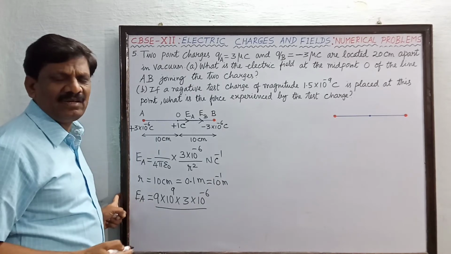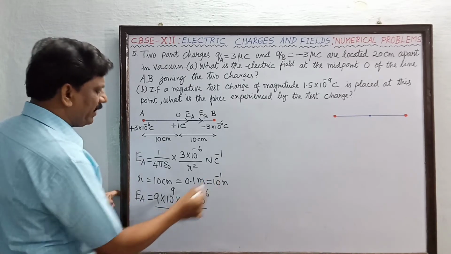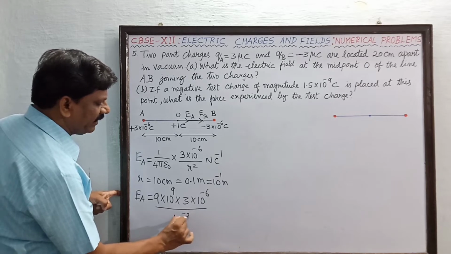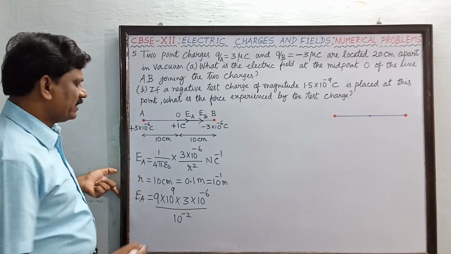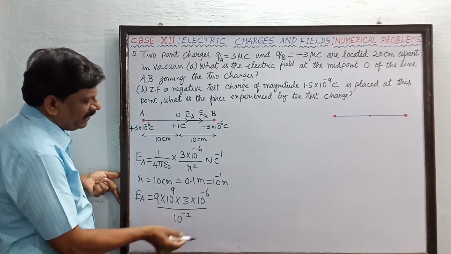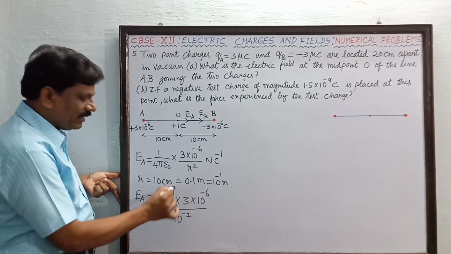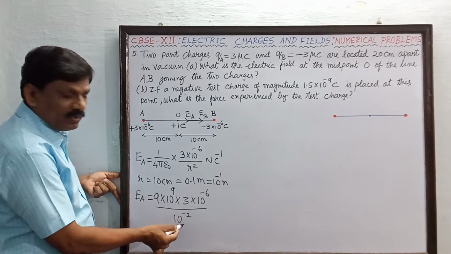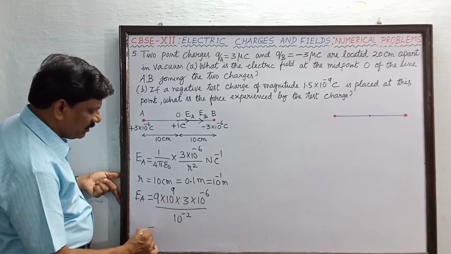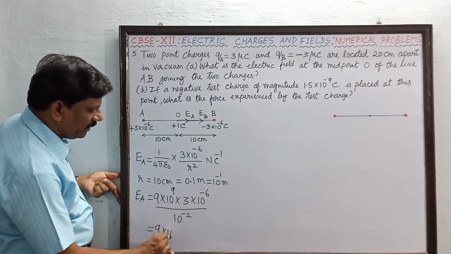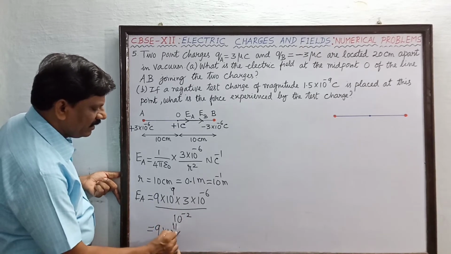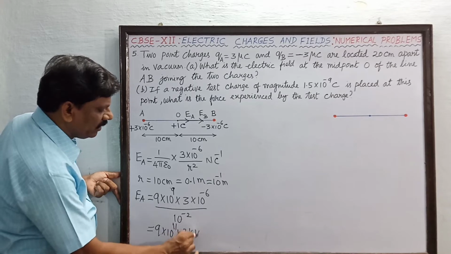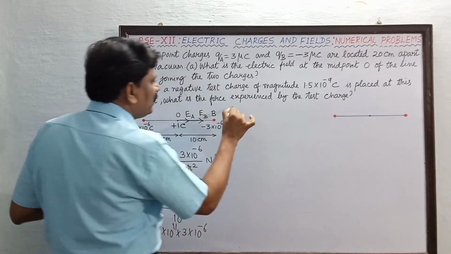Make it short. It will be easy for you to understand. So (10 power minus 1) whole squared is directly 10 power minus 2. Understand? Okay children, now you see that 10 power minus 2 is coming up in the denominator, so it will become 10 power plus 2. So this is equal to 9 into 10 to the power of 9 plus 2, which is 11. Okay, 11 into 3 into 10 to the power of minus 6.